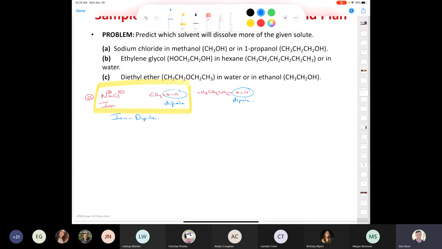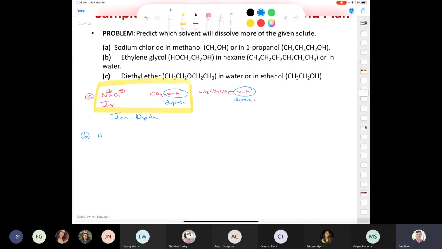Let's try the next one. B, we have ethylene glycol in hexane or water. If we look at the structure of ethylene glycol, it's this. And then we have hexane. So this is ethylene glycol. Everybody knows what water is, so I'll draw that first. So this is water. And then we've got hexane, and I'll just write the molecular formula, which is C6H14.